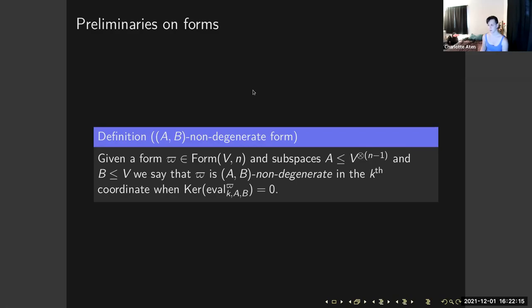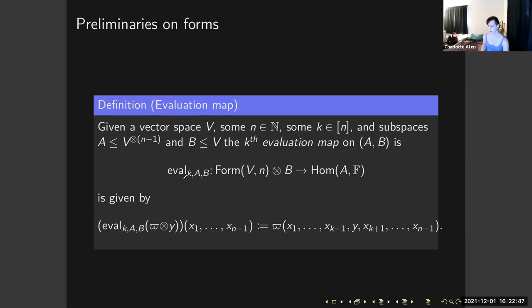And so now what I mean by a non-degenerate form is really, I want to say an AB non-degenerate form is some n-form over a vector space, where if we have some subspace A of the n minus one fold tensor power of V and some subspace B of V, then we're going to say that pi is AB non-degenerate in the kth coordinate when the kernel of this evaluation map is zero. And so basically this is saying that, if you go back here, we should never be able to take some non-zero y and plug it into a slot here and then have the resulting value of pi, for all of the x's where this y is in the corresponding slot, become zero identically.